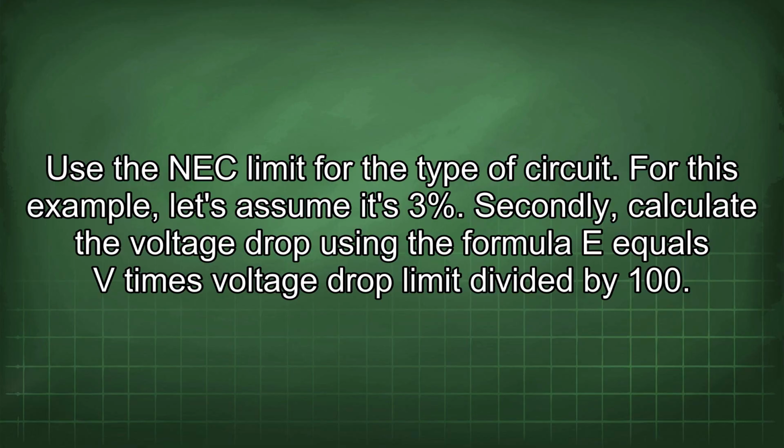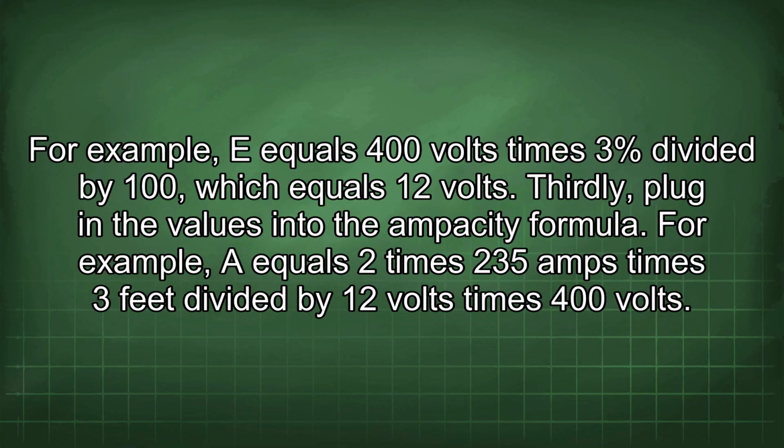Secondly, calculate the voltage drop using the formula E equals V times voltage drop limit divided by 100. For example, E equals 400 volts times 3% divided by 100, which equals 12 volts.